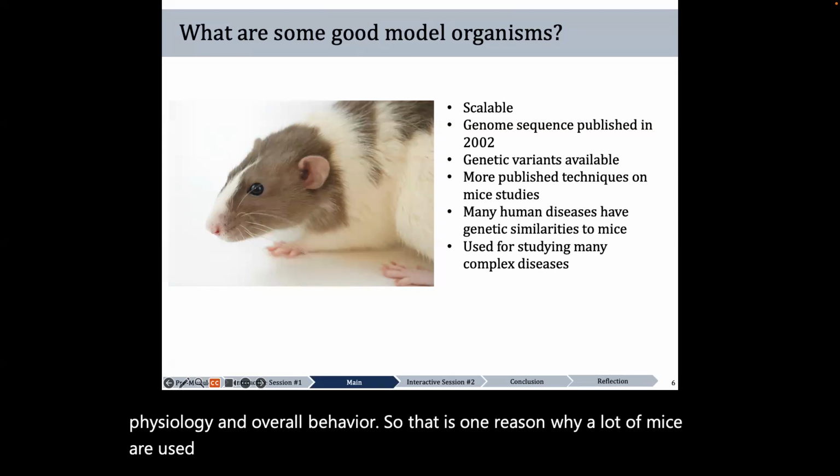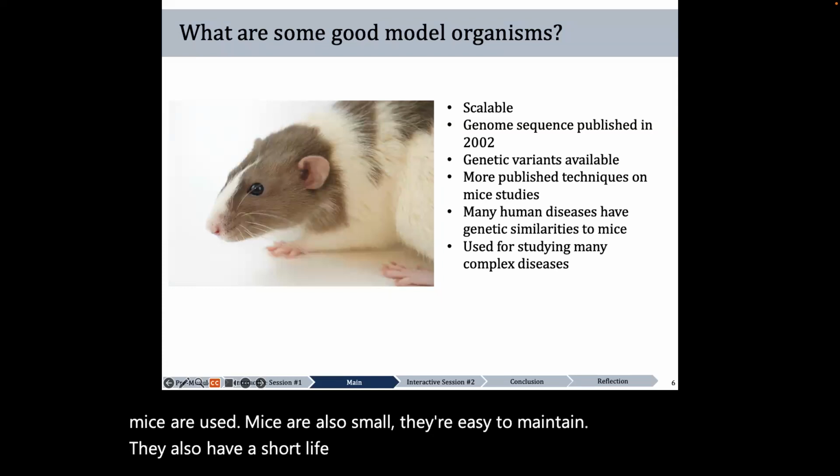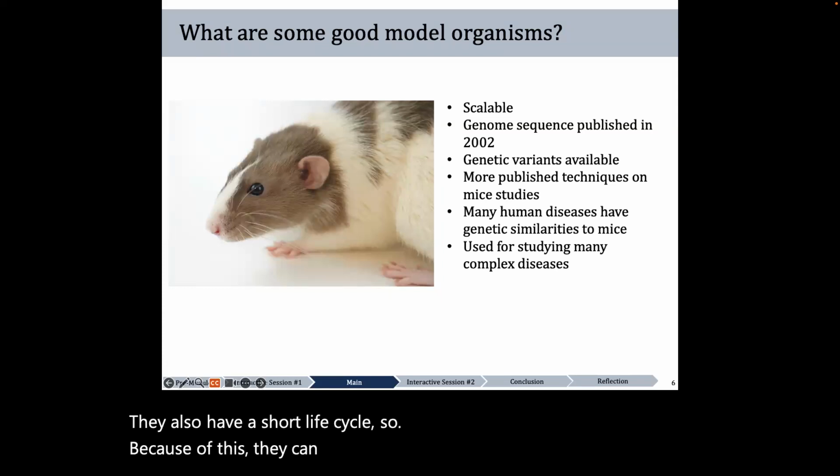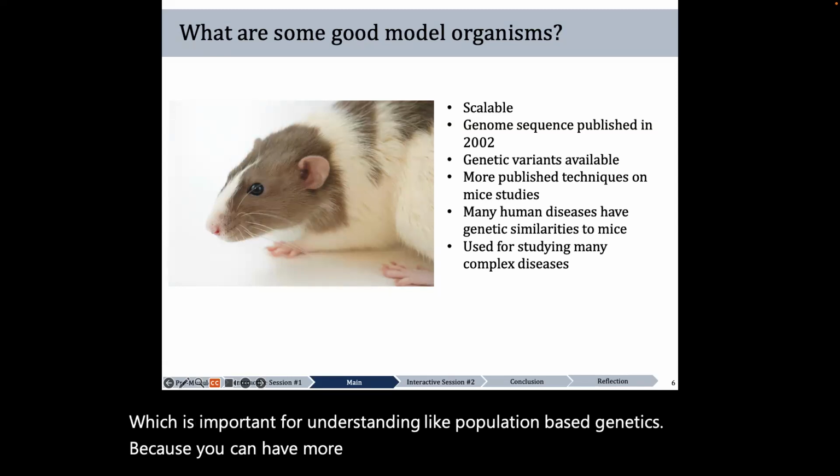Mice are also small and easy to maintain. They also have a short life cycle. Because of this, we can monitor them over multiple generations, which is important for understanding population-based genetics because you can have multiple generations of mice.